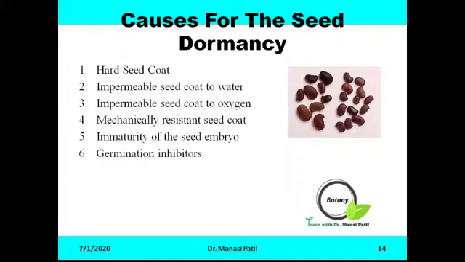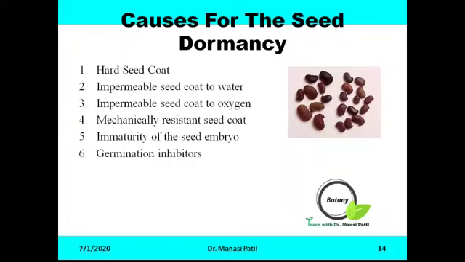The second cause, that is impermeable seed coat to water. Some seeds have water impermeable coverings that prevent water entry into seeds and thereby prevent germination until the impermeability breaks down. Such seeds may be termed as hard because they do not imbibe water.